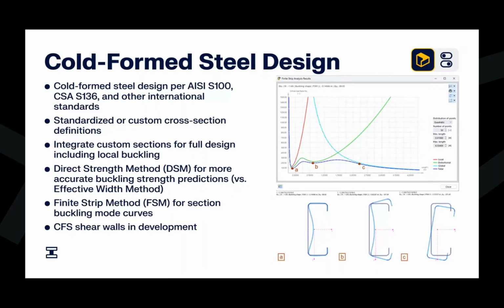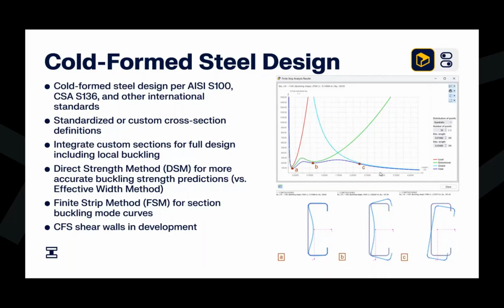So for every cross section, whether it is from the standard or it's a custom cross section, you can see over here on the right hand side that with the finite strip method, we will display the local, distortional and global buckling curves. You can even see the distorted shape here as well, and we come up with the total curve, which is ultimately used in the design workflow according to these standards.